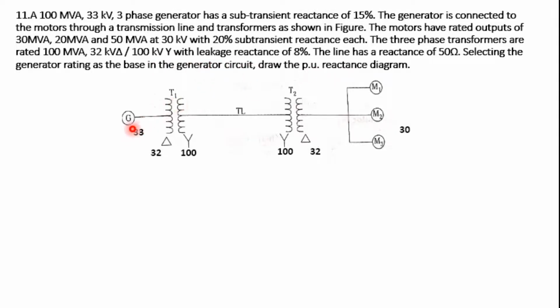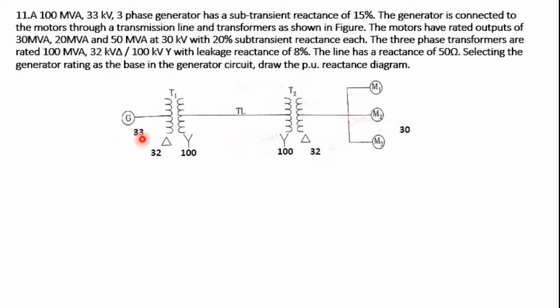So we can see here 33, 32, 100, 100, 32, 30. Actually, they are not giving the problem. Just they will give generator, transformer T1. How are these connected? Delta-R, star-star, star-delta, all those things.